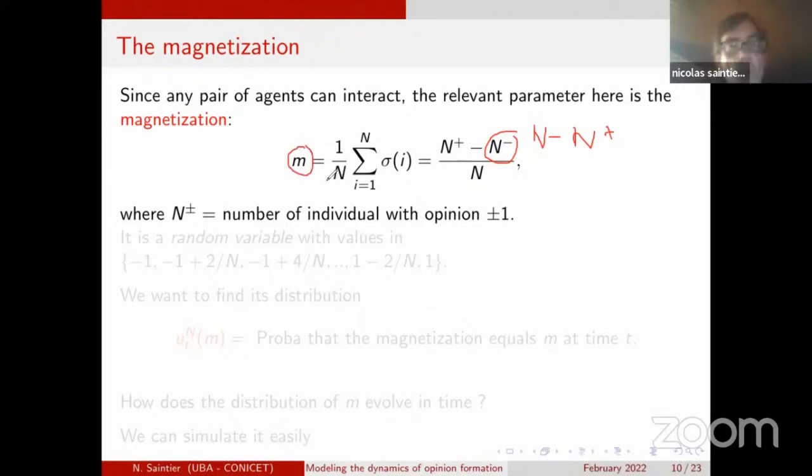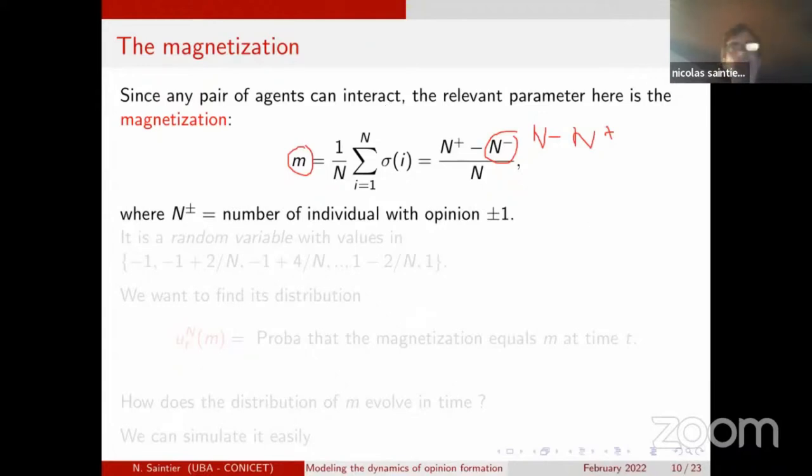This is called magnetization in reference to statistical mechanics, the Ising model, where physicists try to model magnetization phenomena. So the name comes from there. But for us, it's just a random name without much significance, while for a physicist, it has a very strong significance.